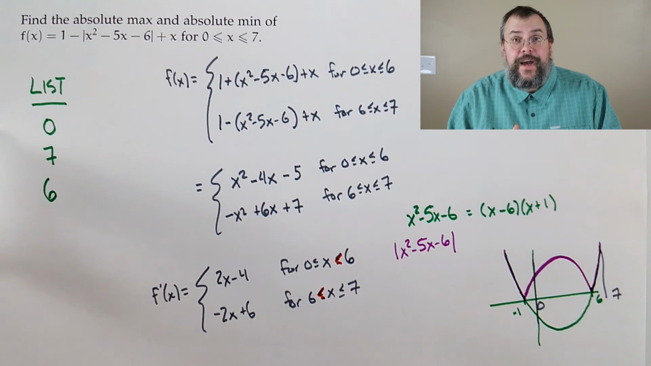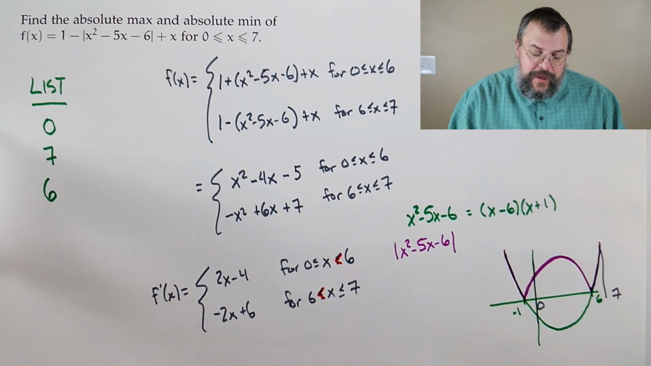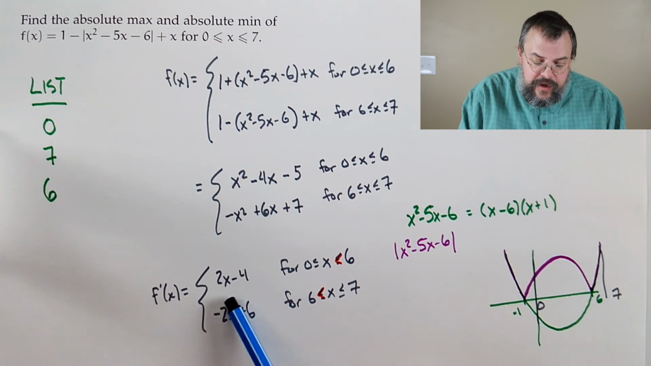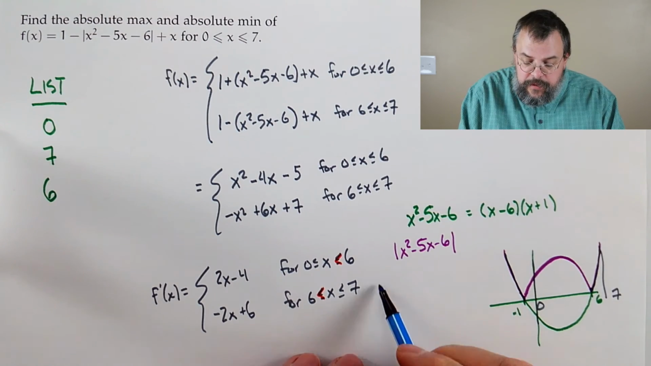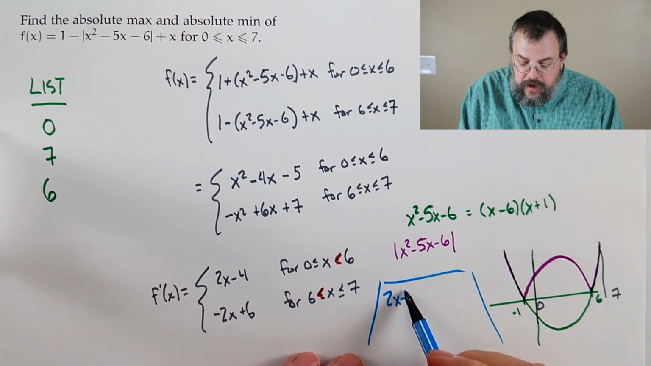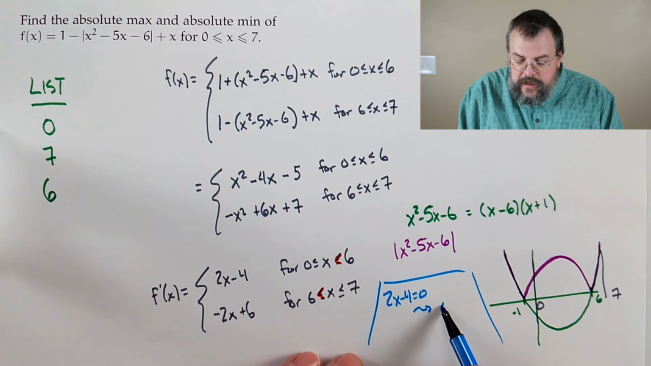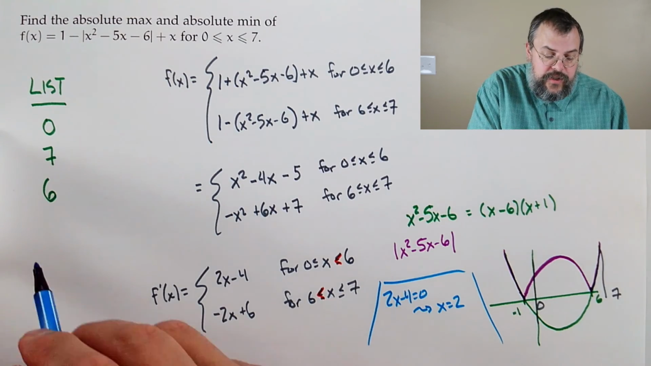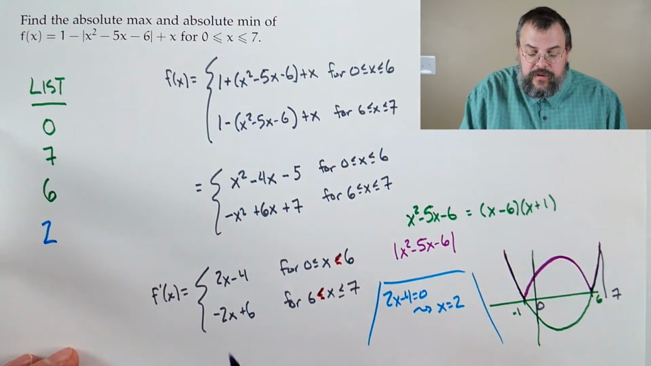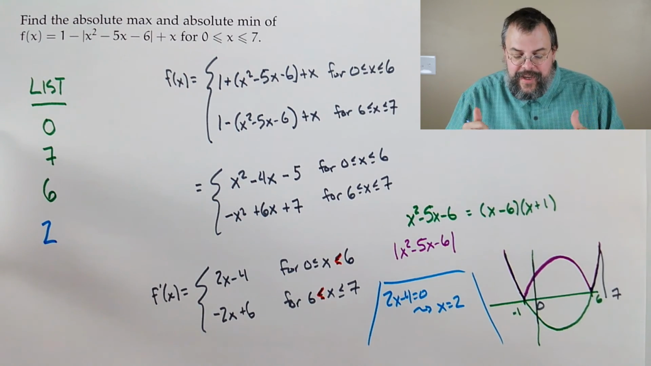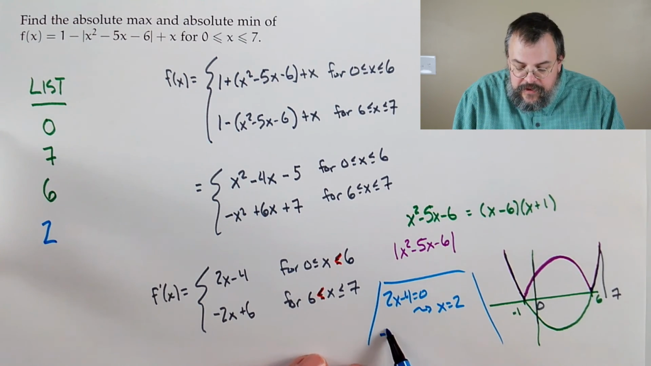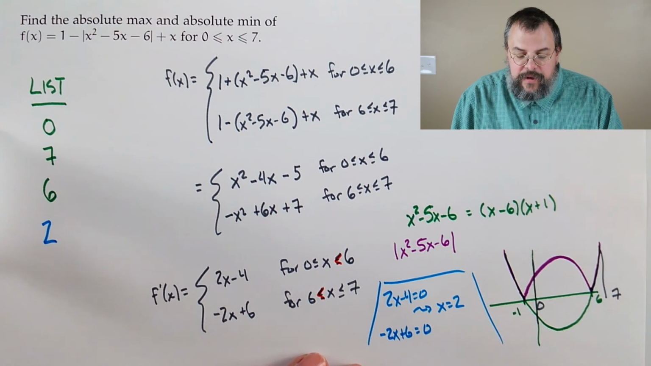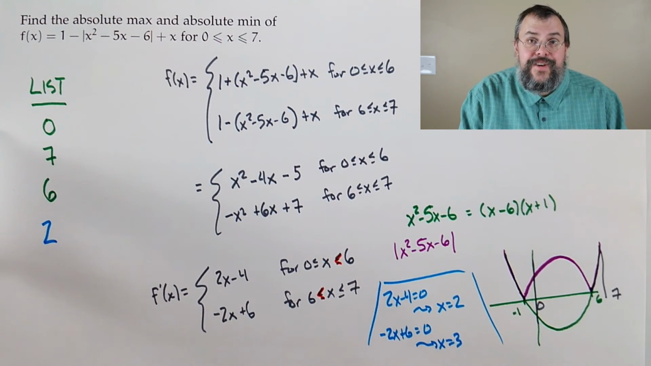Okay, what comes next? Where does the derivative equal 0? Good question. Now let's go piece by piece. So let's start with this part. When does 2x minus 4 equal 0? Well, that's not so hard. 2x minus 4 equals 0 at x equals 2. All right, that should make our list, right? Yeah, it should, because that's between 0 and 7. So, yes, fantastic. All right, how about negative 2x plus 6? When does that equal 0? Well, that equals 0 at 3. All right, and does that make the list?